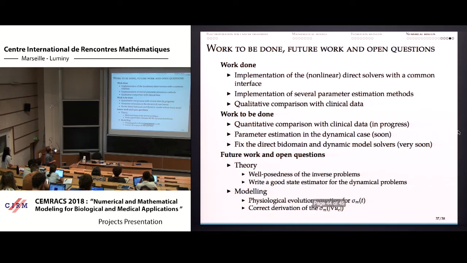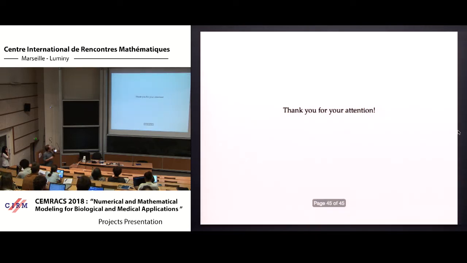Okay, so let's conclude. We have done all this implementation work. We have some clinical data analysis thanks to TWI. We still have to work on the dynamical problems, but this is, I hope, going to happen very soon. For me, it was very interesting. This is a lot of software, of coding, etc., but there are lots of very interesting theoretical questions coming. So, yes, thank you for your attention.